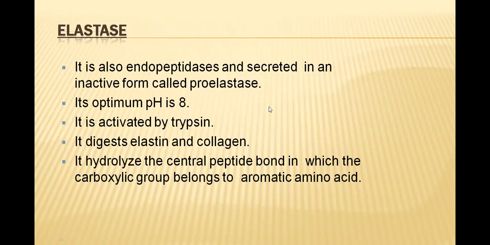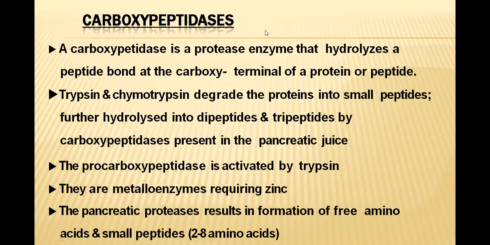Next, the third enzyme is the elastase enzyme. This is also an endopeptidase enzyme. It will be secreted in an inactive form called proelastase. It also requires a pH of 8. It also will be activated by the trypsin enzyme. It digests special proteins called elastins and collagens. So these elastin and collagen proteins are digested only by this elastase enzyme. And this elastase enzyme hydrolyzes the central peptide bonds in which the carboxylic group belongs to aromatic amino acids, like the previous enzyme.